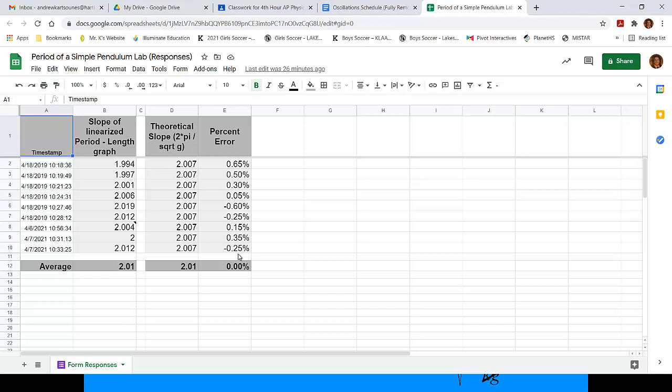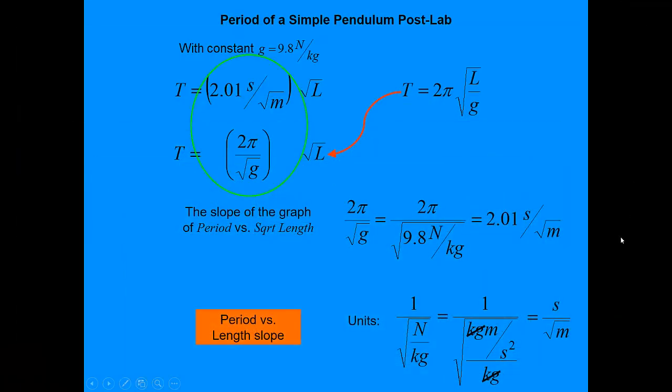The PhotoGate did much of the heavy lifting of measuring the periods correctly. Any error you have is going to mostly be from using incorrect lengths, not getting the lengths exact, since that's really the only factor that affects it other than the gravitational field strength, which we weren't changing. It's all about getting the right length in there. But you seem to do a pretty good job, at least on average. So here is our equation then for the period of a simple pendulum.